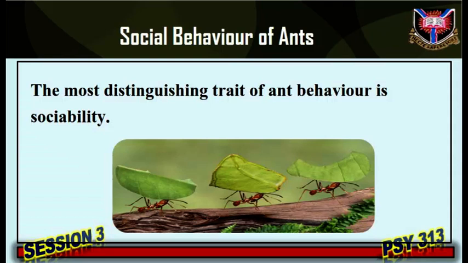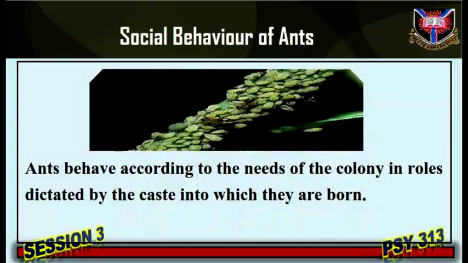Ants. The most distinguishing trait of ants' behavior is sociability. Ants do not act individually. They behave according to the needs of the colony, in roles dictated by the caste into which they are born. The major social unit of ants is the colony, which forms a nest.